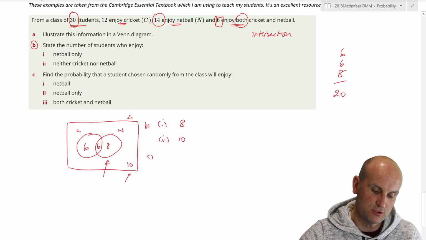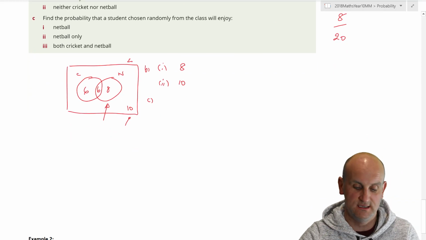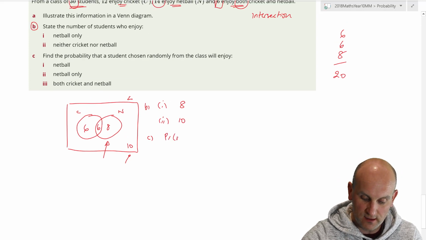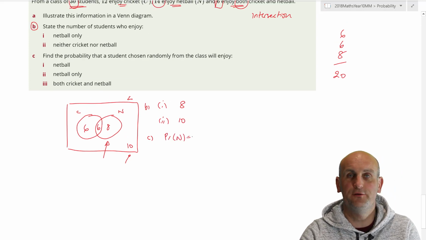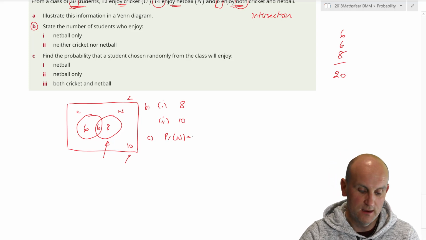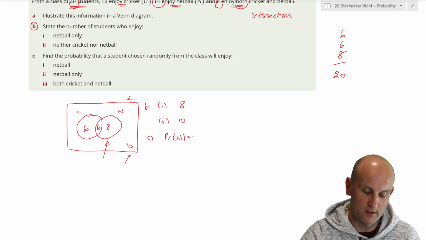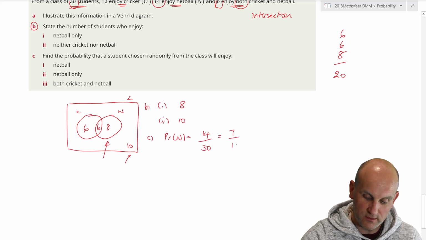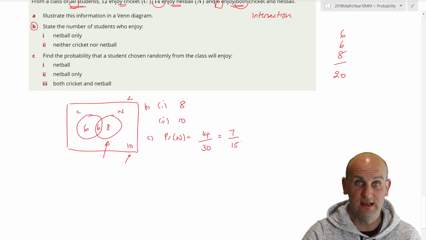Find the probability of the student chosen at random. Now we're in probabilities. Will enjoy netball. So the probability they like netball will be the number of students who like netball divided by the total number of students. Well, how many students like netball? 8 and 6, which gives me 14 students like netball out of a total of 30, which would become 7 over 15.